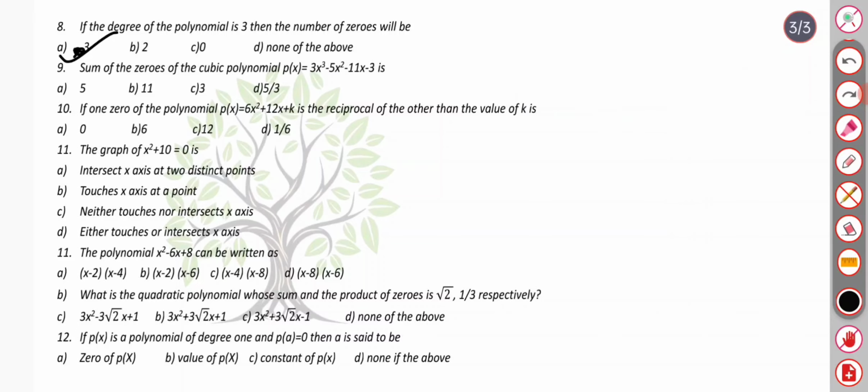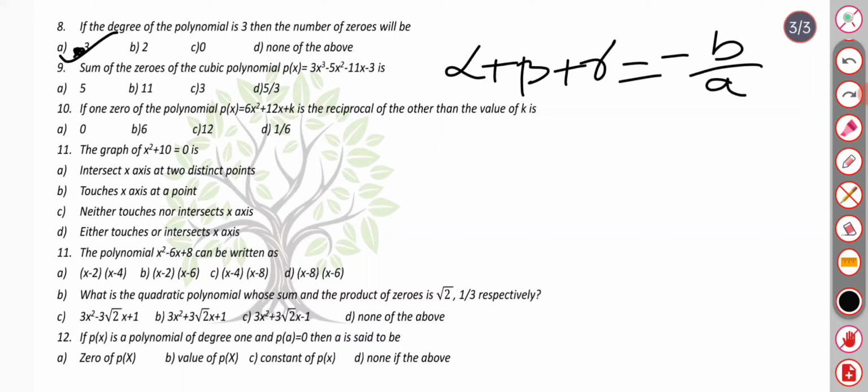हम लोग question number 9 देखें। क्या दिया है? Sum of the zeros of the cubic polynomial. Sum of zeros of cubic polynomial का फॉर्मूला क्या था? अल्फा प्लस बीटा प्लस गामा का फॉर्मूला क्या था? -b/a. है कि नहीं? तो यूजिंग दिस इक्वेशन हम लोग का यहाँ पर b कितना हो रहा है?